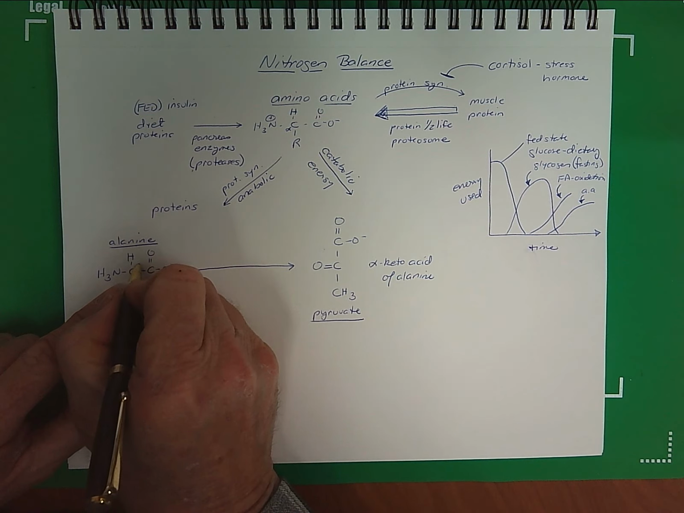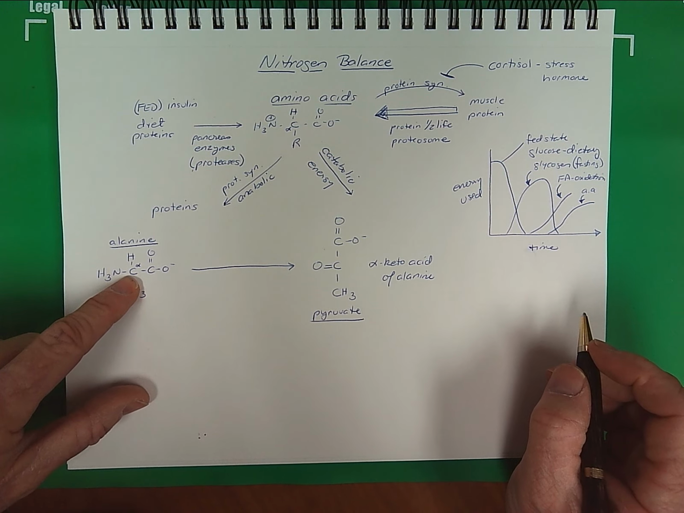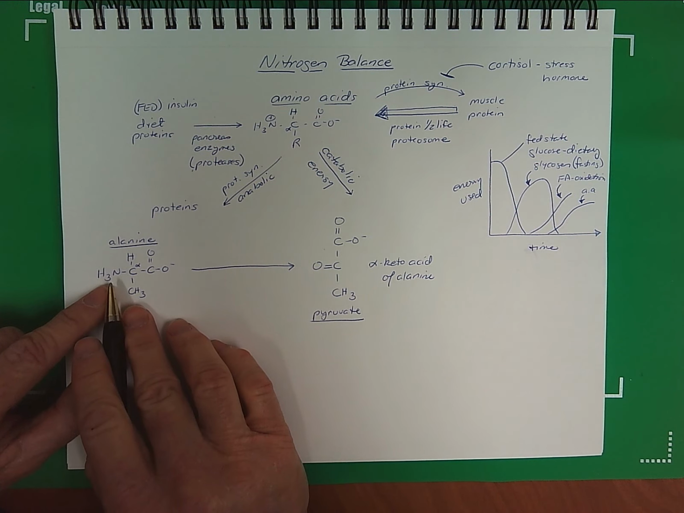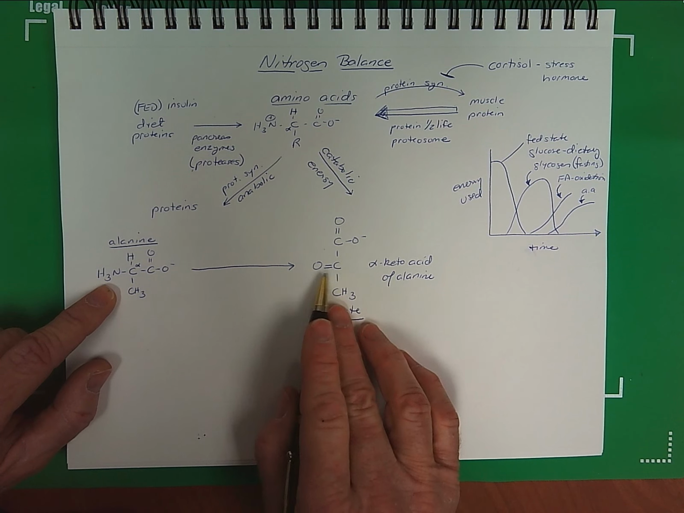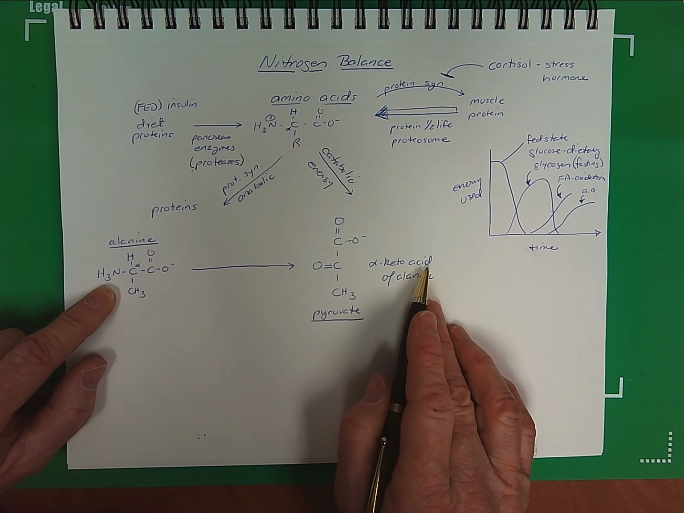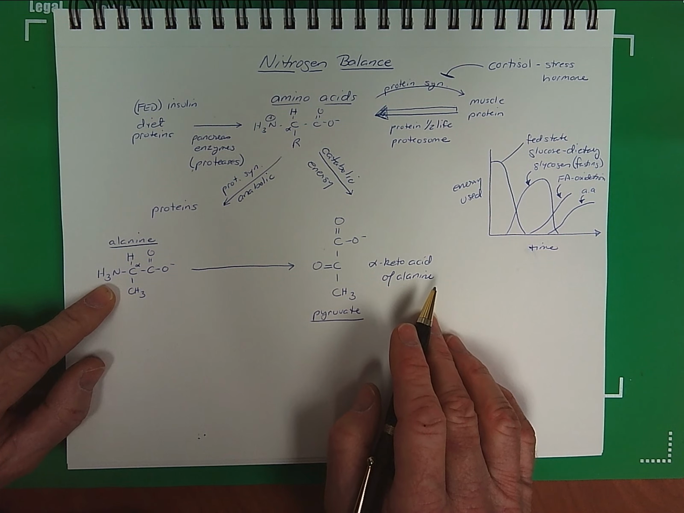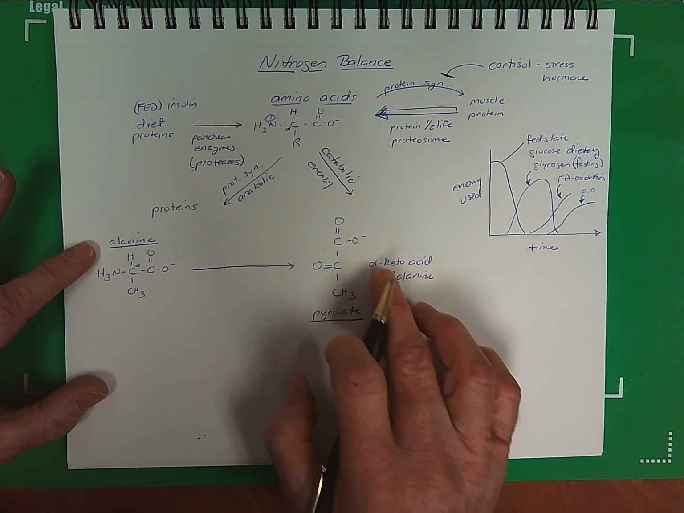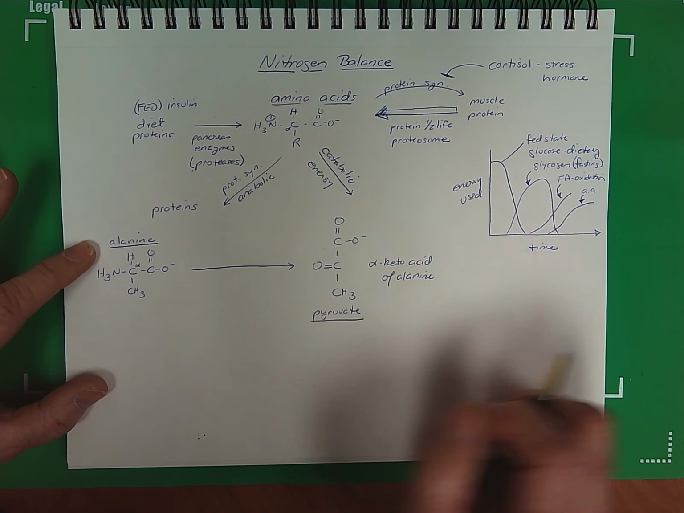Recall that the center carbon here that's attached to the nitrogen and carboxylic acid of the amino acids is the alpha carbon. Once we remove the nitrogen and turn this into a ketone group, notice that this is a ketone on the alpha carbon, so the alpha keto acid of alanine. So any transamination reaction is going to take the amino acid and turn it into its respective alpha keto acid, because the ketone group is on the alpha carbon.